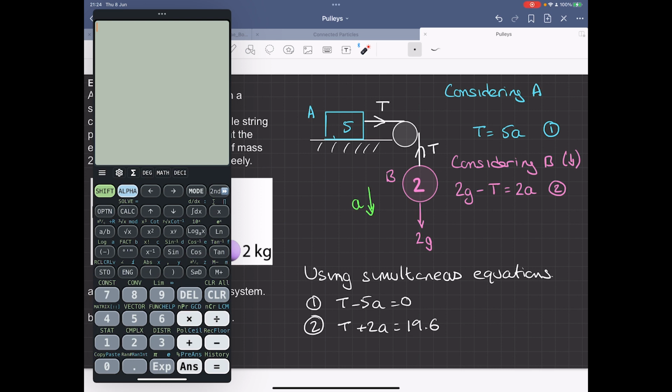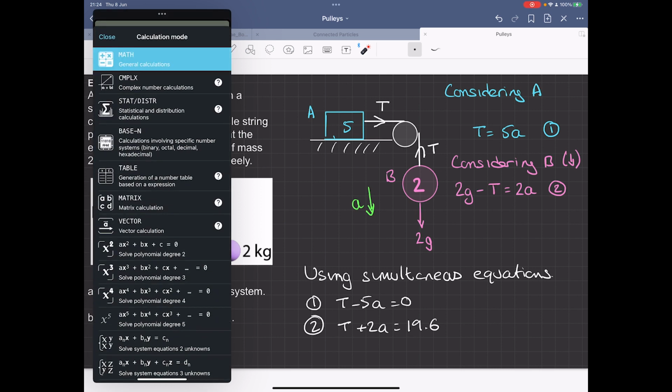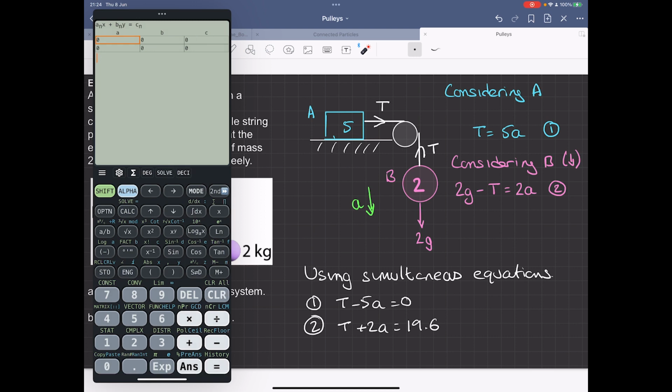So the first thing we'll do is change the mode to solve simultaneous equations. We have the first variable T with a coefficient of 1. The next variable A is -5, and this has a value of 0. For the next equation, again the coefficient of T is 1. The coefficient of A is now 2, and the solution of the constant is 19.6. So we can see that T is 14 newtons, and A is 2.8 meters per second squared.